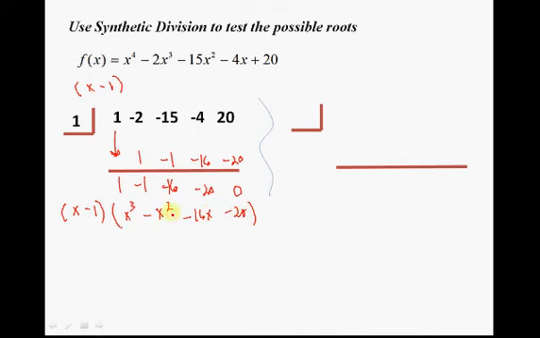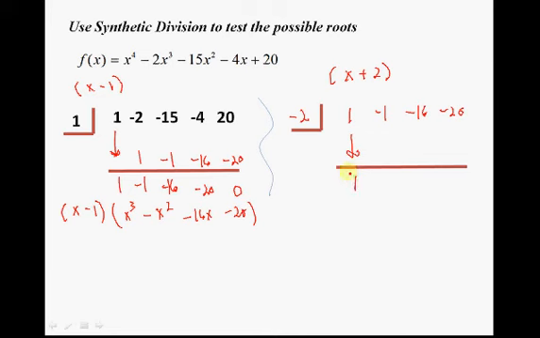But now we could just run this through synthetic division and just go 1, negative 1, negative 16, negative 20, and let's take a look at a root of -2, and that would just be x plus 2 would be the factor. Bring the 1 down, and that's 1.